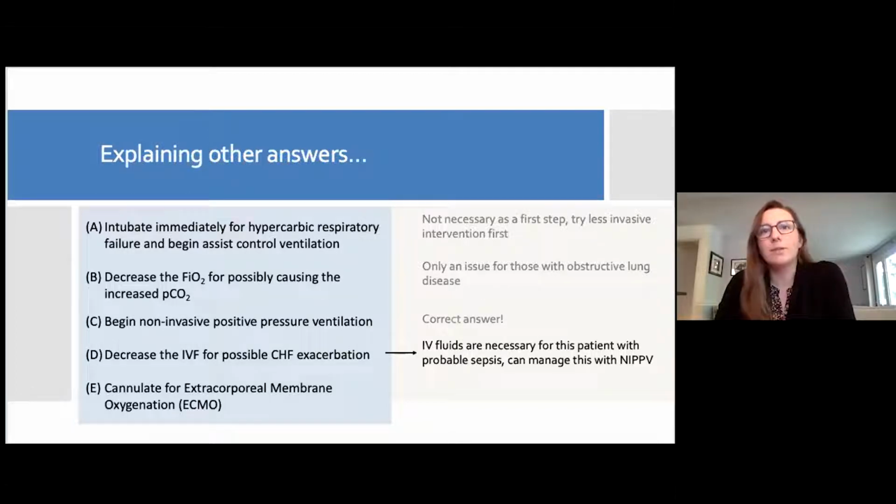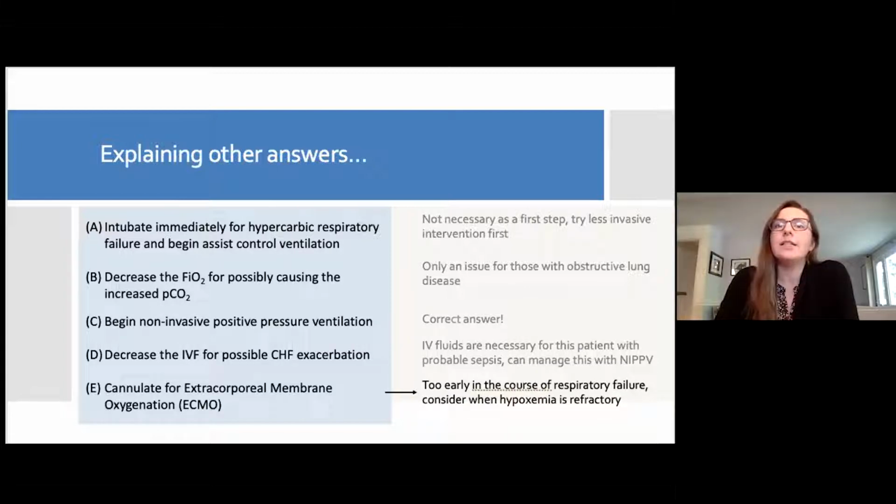D is incorrect because IV fluids are necessary for this patient who probably has sepsis, and you can manage IV fluids with non-invasive positive pressure ventilation. The two are not incompatible. And finally, E, this is too early in the course of this patient's respiratory failure to use ECMO.